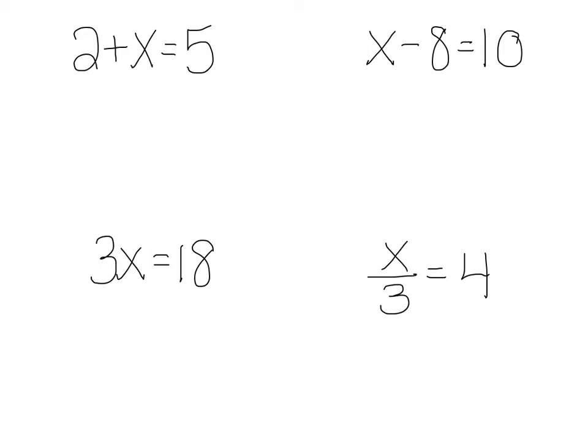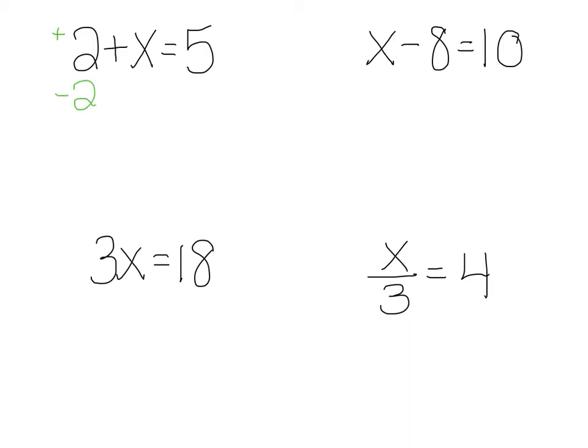So if I have a positive 2, and there's no sign that says positive, but because there's no sign, that does indicate to you that it's positive. To get rid of that positive 2, I have to do its opposite operation. I have to find its inverse. The inverse of positive 2 is negative 2. So I'm going to subtract 2 from the left side of the equation.